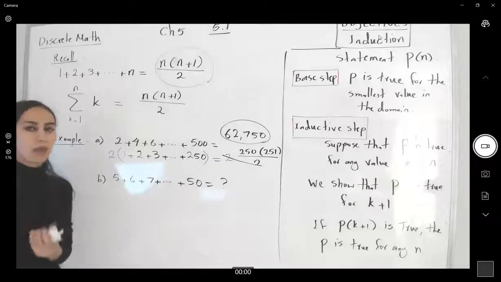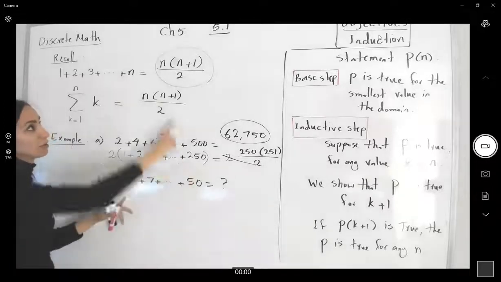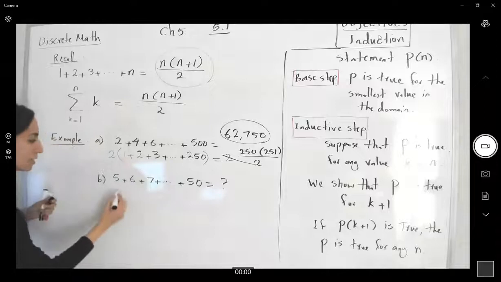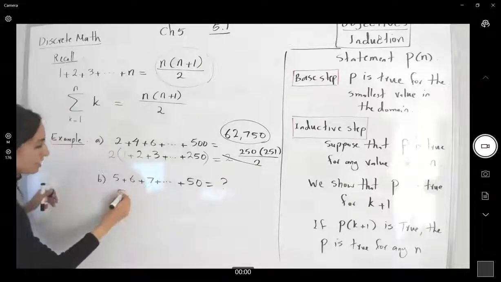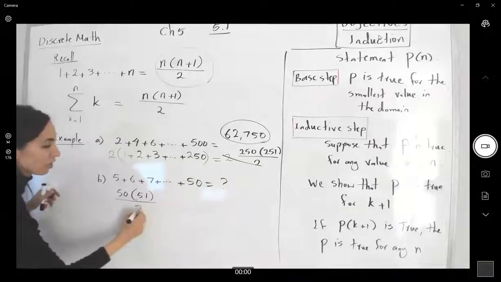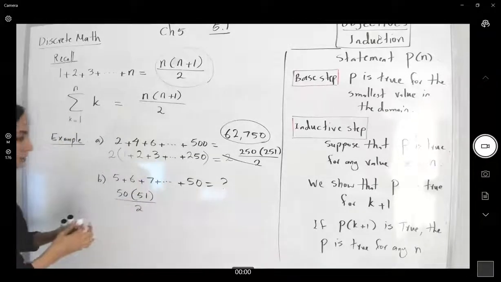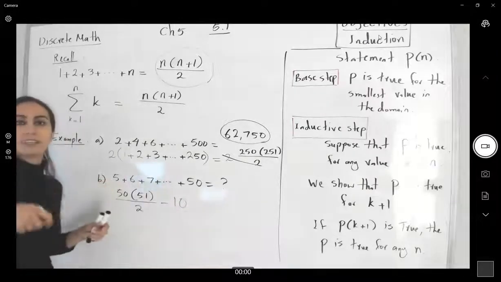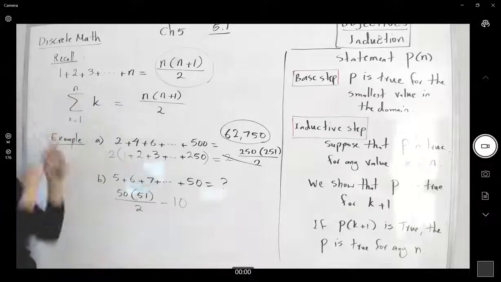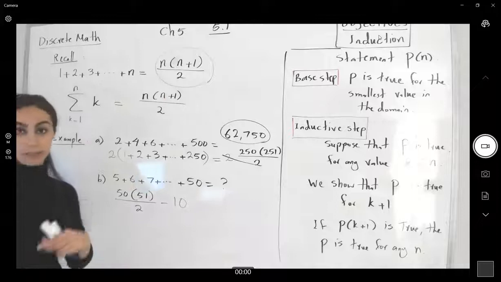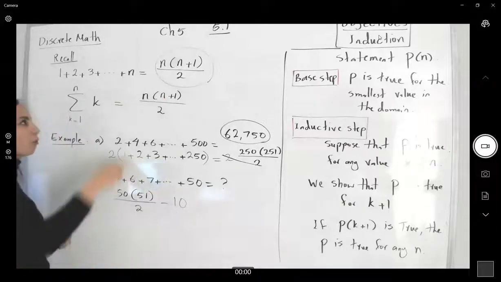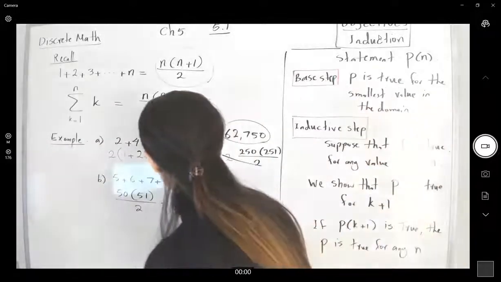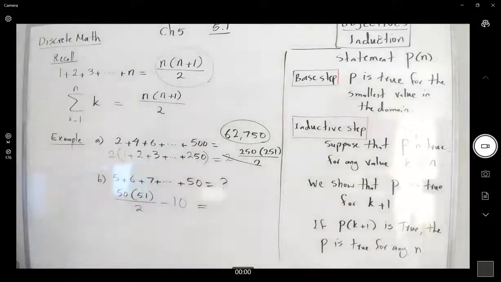So what I'm going to do, I'm going to use the formula n times n plus 1 divided by 2 and then subtract 10 out of it. So this can be written as 50 times 51 divided by 2 minus the first sum, which is 10. It doesn't have 1, 2, 3, 4 that I can use to follow the formula. Instead, I'm going to follow the formula and subtract what I added here. So if you do the calculation, the sum is equal to.